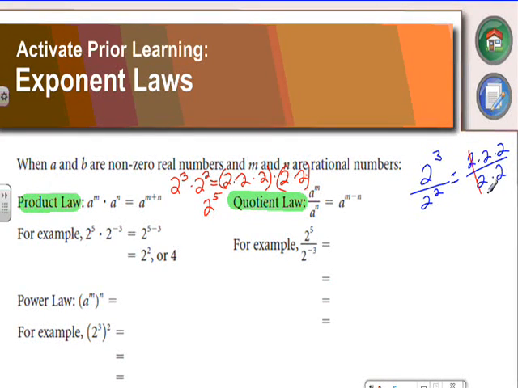And we get 2 divided by 2, that's 1, 2 divided by 2, that's 1. So we've got 1 times 1 times 2. We're left with 2 to the 1, which is the same thing as subtracting the two exponents. So in this example, when we've got negative exponents as well, we're doing the exact same thing. We're subtracting the negative, not a problem.